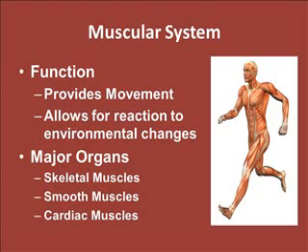The major organs of the muscular system are going to be three different types of muscles that we find. We have skeletal muscles that are going to be involved in the skeletal system. Smooth muscles, which are going to be part of the digestive tract, the respiratory tract, anything to do with organs. Most of the organs, you're going to find smooth muscles, and cardiac muscles. And that's going to strictly be your heart.